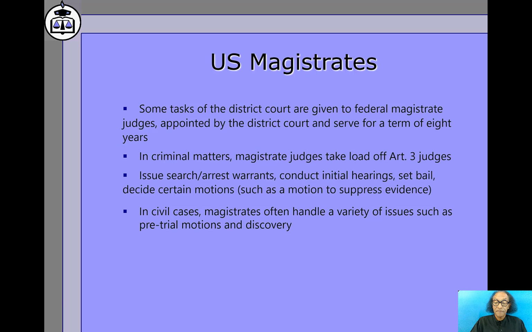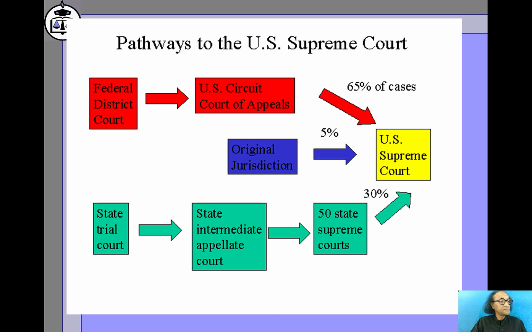So these are the kinds of very important things that the magistrates do. But for the magistrates, U.S. district court judges would simply be swamped. Let's look at the pathway to a case heading to the U.S. Supreme Court. As you can see, very straightforward.